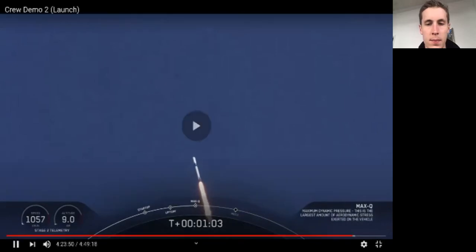Vehicle is supersonic. So the vehicle has just crossed the speed of sound, and we're right in the phase here of maximum aerodynamic pressure, which usually occurs right around Mach 1, the speed of sound, or vehicle transonic, as the vehicle is going from subsonic, slower than the speed of sound, to supersonic, faster than the speed of sound.